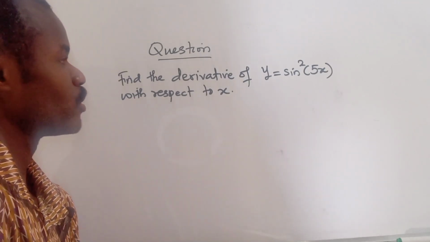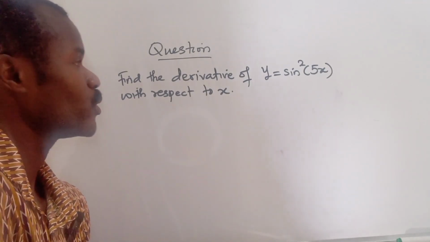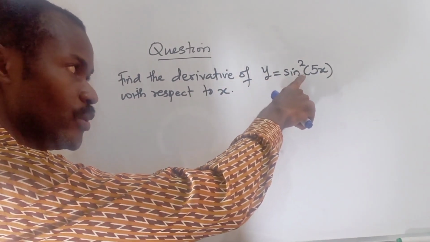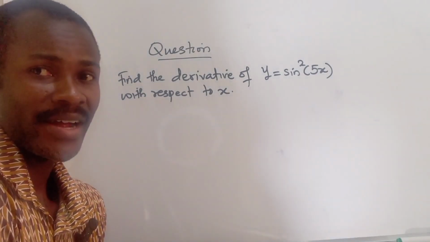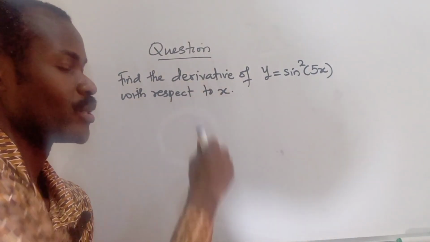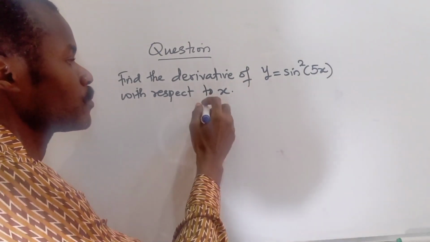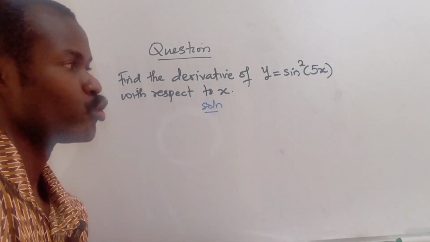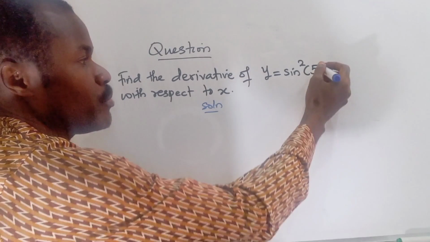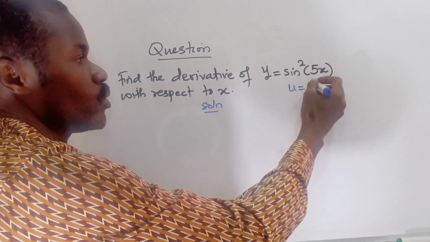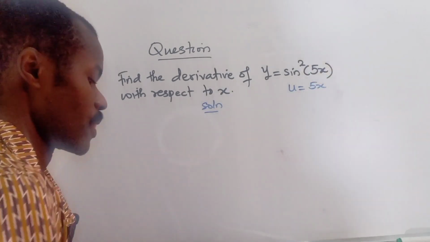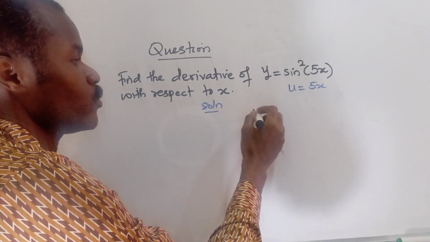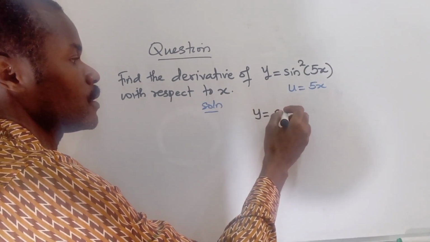Alright, so let's look at this problem. It's on a derivative. We're asked to find the derivative of y equals sine squared of 5x with respect to x. So how do we solve this? Now, the first thing I want to do is introduce u. So I want to make u equal to 5x.